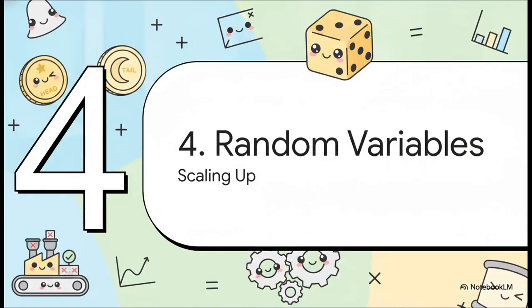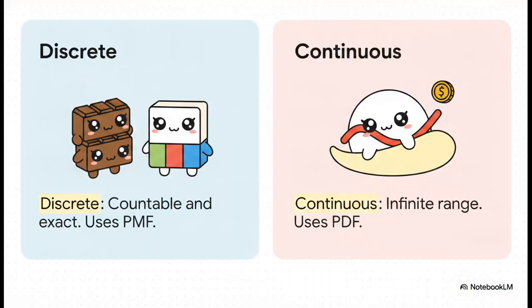Section 4. Scaling up. Random variables. This is the bridge that maps real-world outcomes into numbers we can plug right into our predictive models. We essentially divide the world into two types of variables. Discrete variables are countable and exact. You can sell 5 chocolate bars or 6 chocolate bars, but you can't sell 5.67 chocolate bars, right?